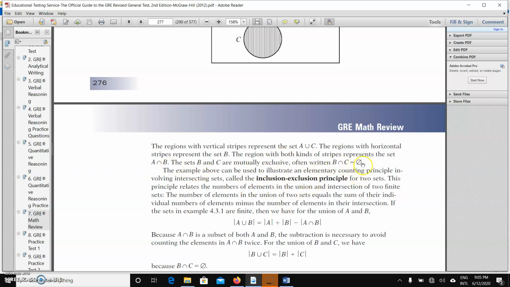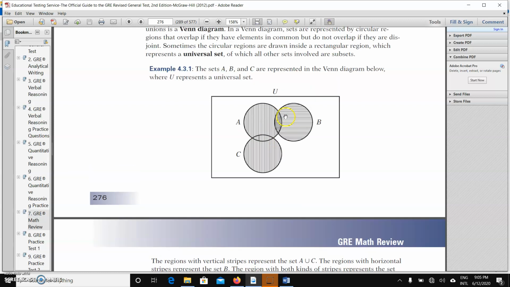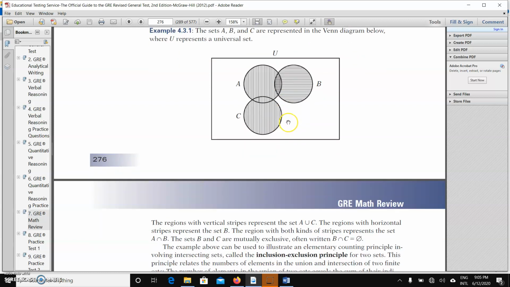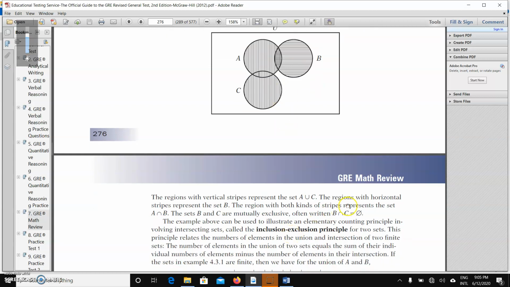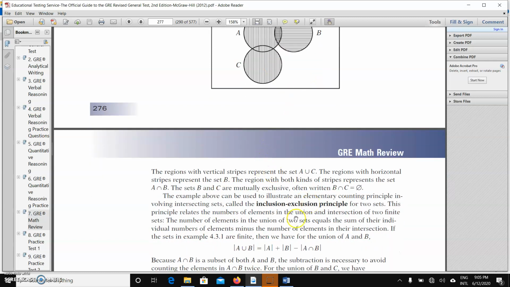Now, B intersect C is void. It is an empty set because B and C do not intersect, like I showed you the other time. They did not intersect, so that is why it's void here. But for A intersect C, there should be something because these intersect. A intersect B, there will be.